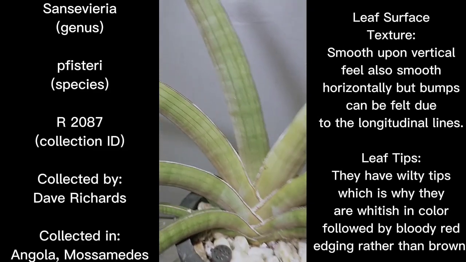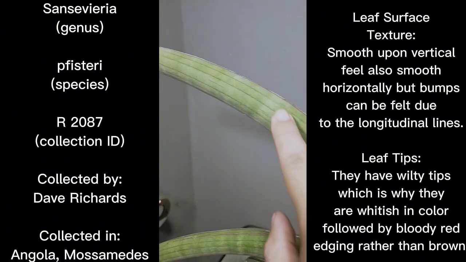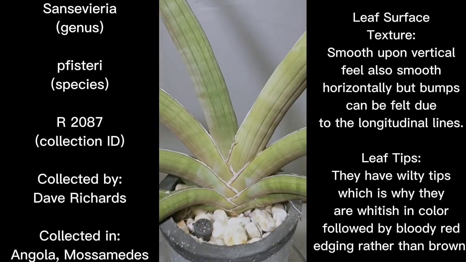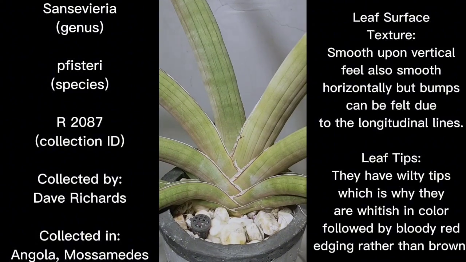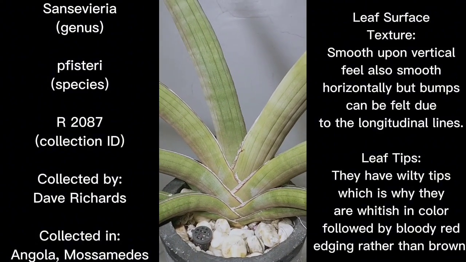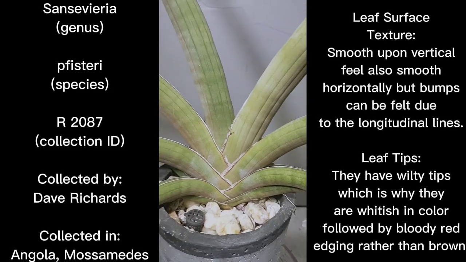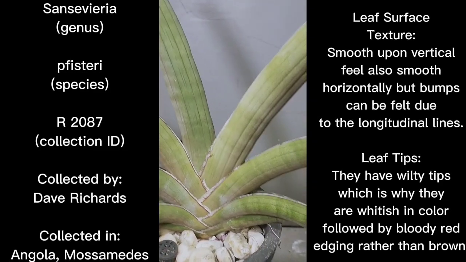So these are the darker lines that Peter was talking about. We are also verifying what Mansfield has published in his book as we discuss the species Sansevieria pfisteri.